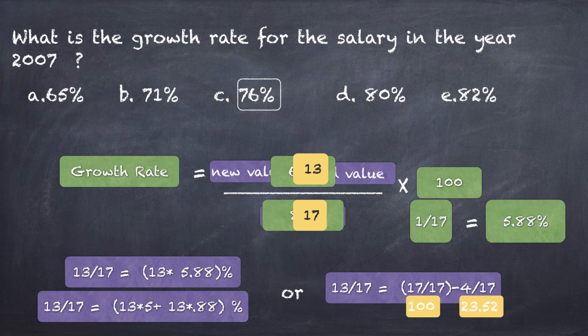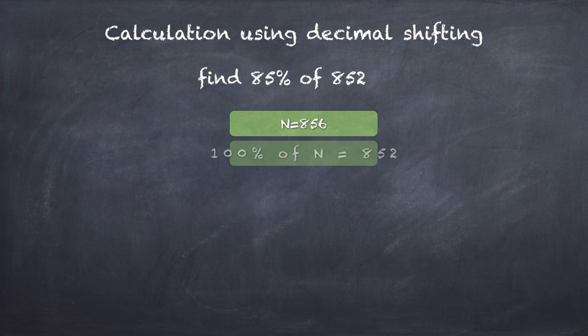The point being made is that is not necessary. The options and generalizations will help you to come to your answer quickly. Okay. Another way of looking at the same calculation, let's say, the method is decimal shifting. Okay. So the number is 852, and let's say we have to find 85% of 852.